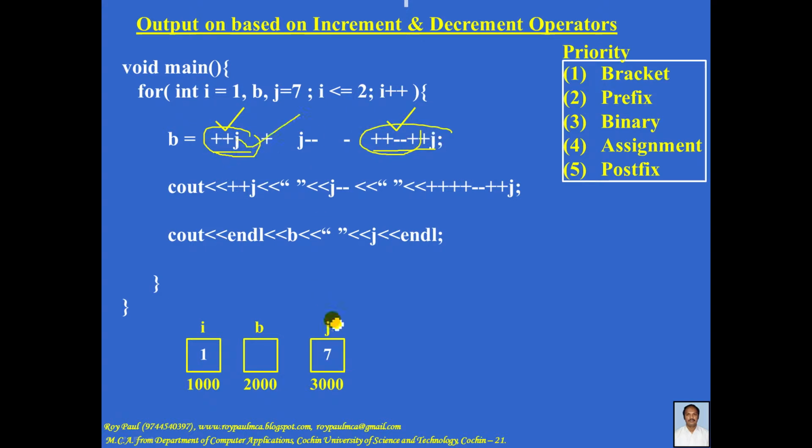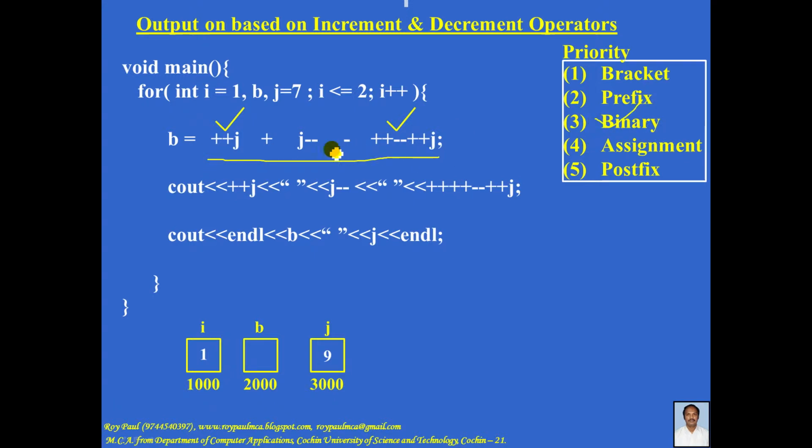Now J contains 7. So plus plus J means your J becomes 8. This is calculated. Now this one. Here J contains 8. So plus plus 8, 9. Minus minus 9, 8. Plus plus 8, 9. So now your J contains 9. Now all the prefix operators are evaluated.